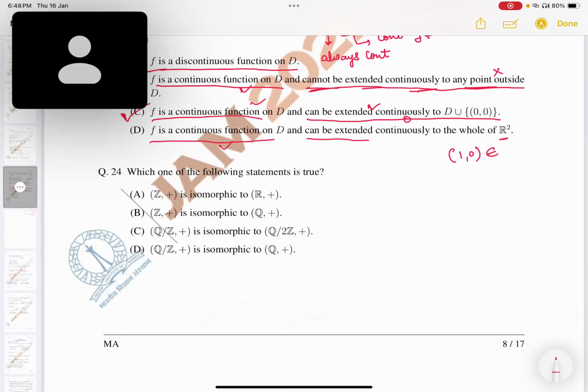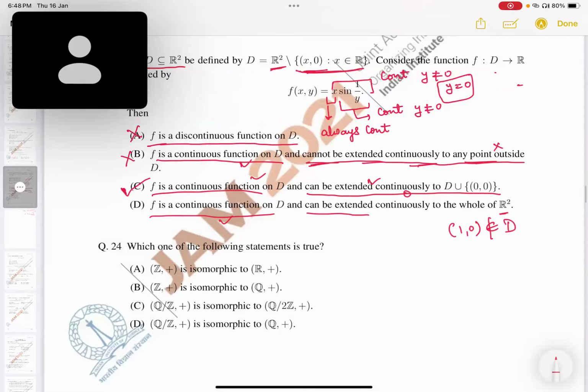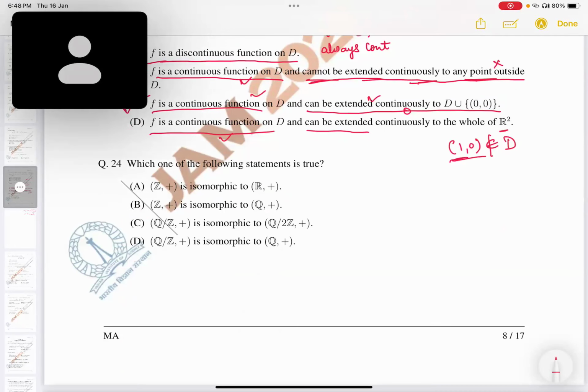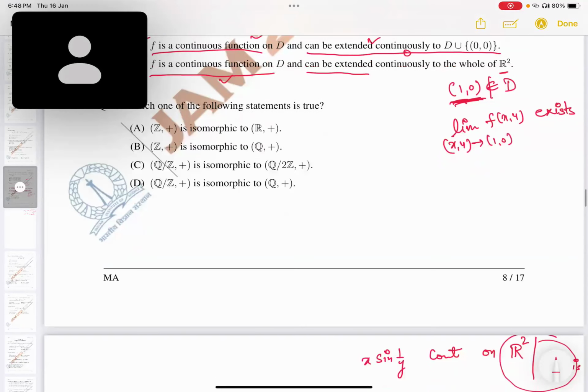This is not in D, right? D is R square minus the x axis. So this is a point on the x axis. So let's check, can we extend this function continuously to this point? So suppose you can extend this function continuously to this point. Then the limit as (x, y) tends to (1, 0) of f(x, y) must exist. Otherwise you cannot extend, right?